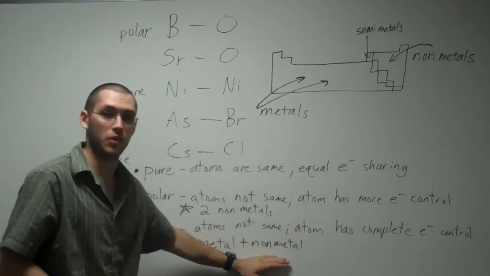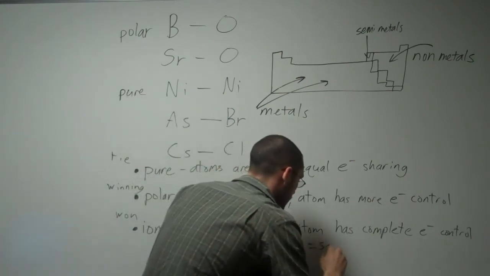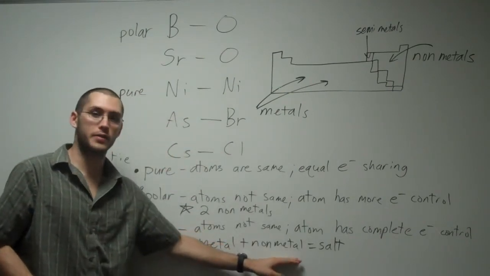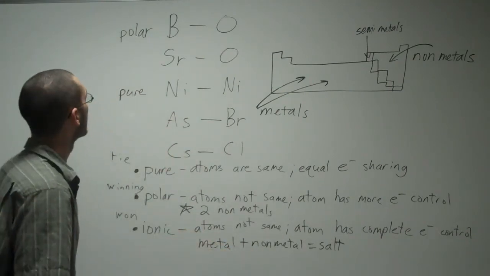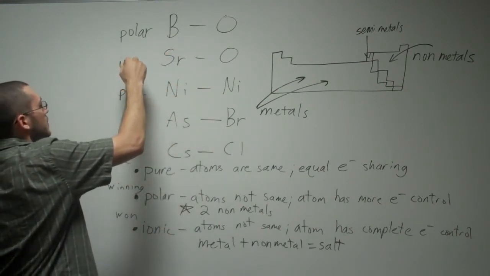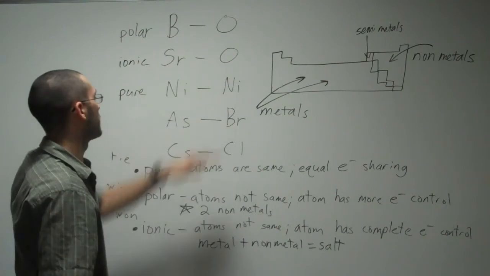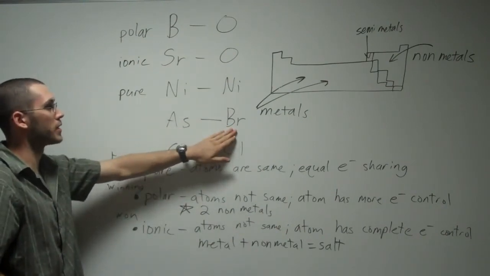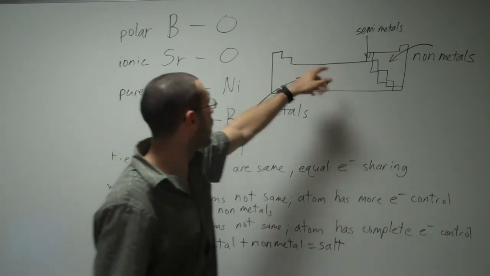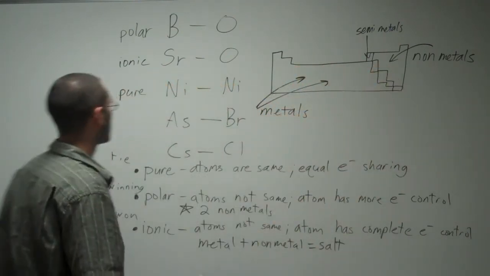And we call this a salt. A classic example would be sodium and chloride. Sodium's a metal, chloride's a nonmetal. Okay, strontium, oxygen, so that would be ionic because, again, metal, nonmetal. Arsenic, bromine. Arsenic is a semimetal, and bromine is a nonmetal.